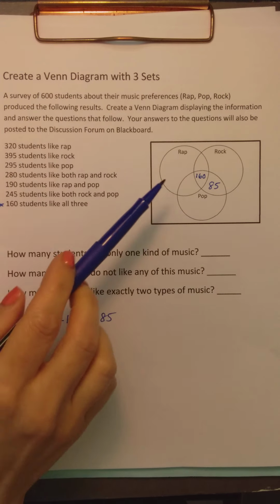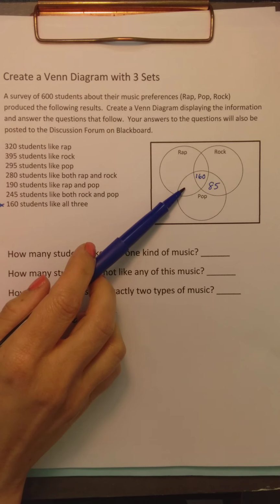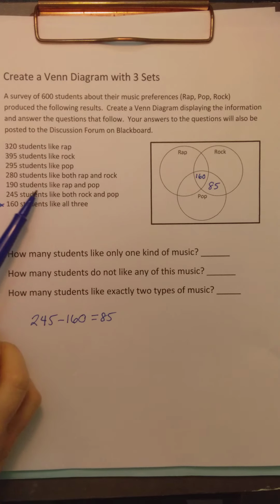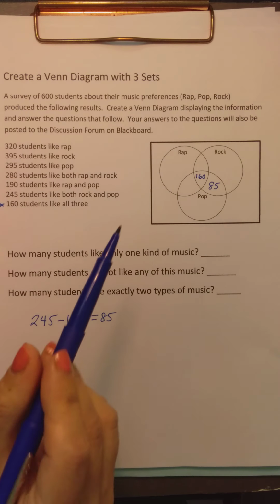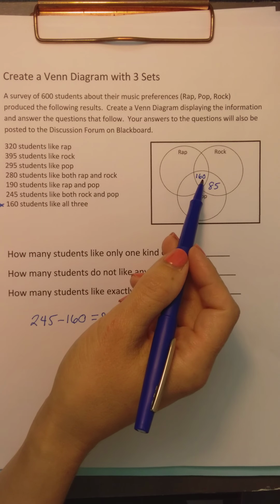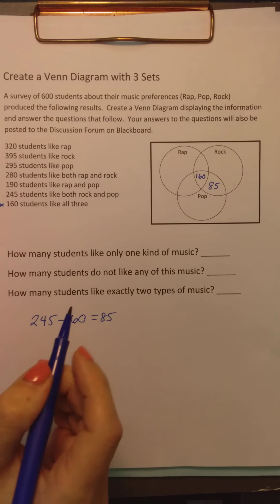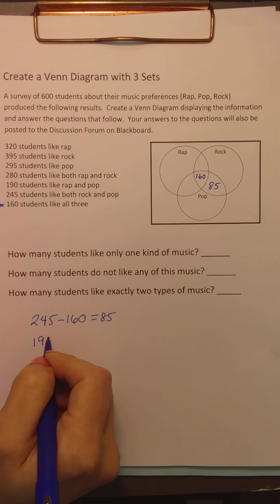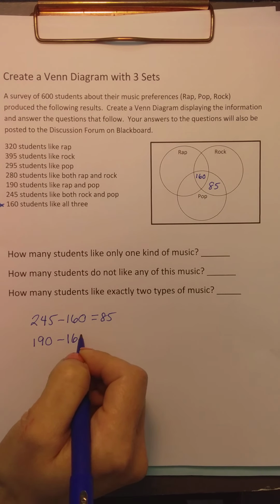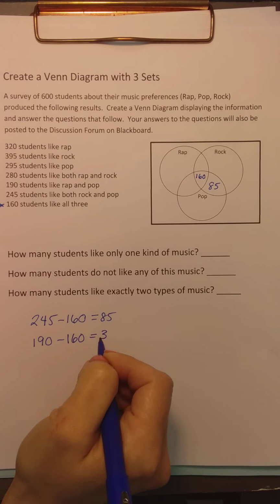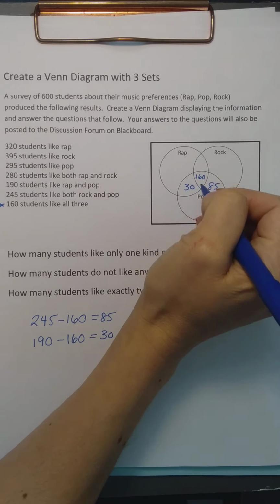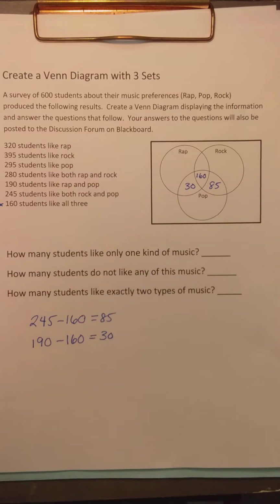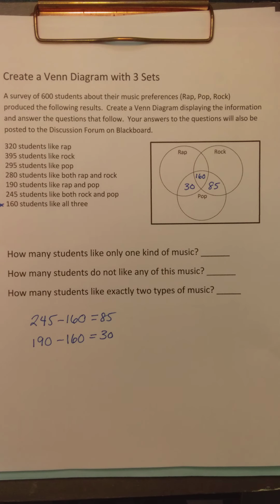So we use a similar strategy to get this next section for the rap and pop. We were told that 190 students selected rap and pop, but that includes also the 160 that have already been counted. So I can subtract 190 minus 160, and that gives me 30 students that were left over that checked off only the rap and the pop categories.